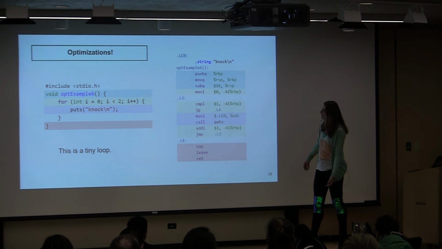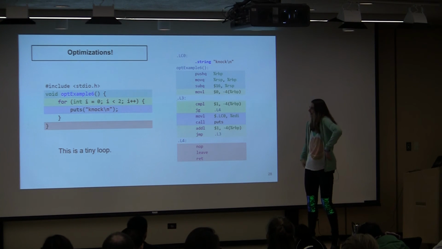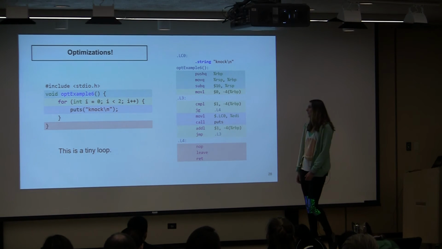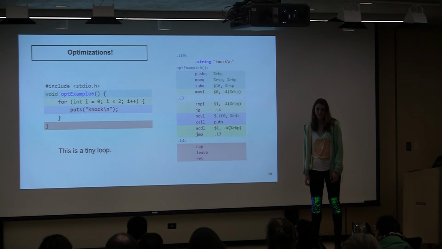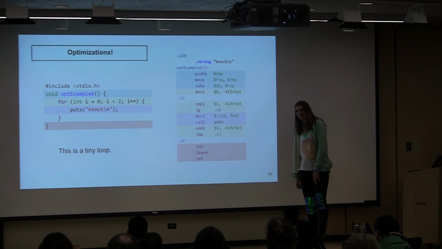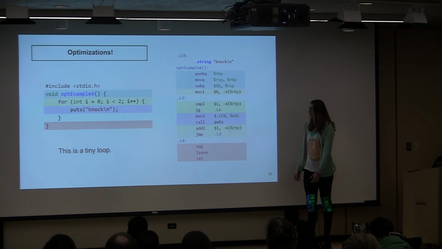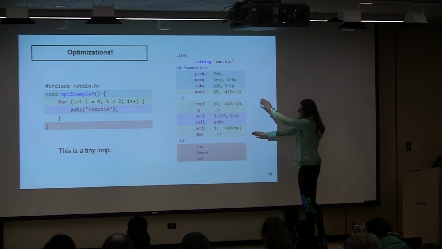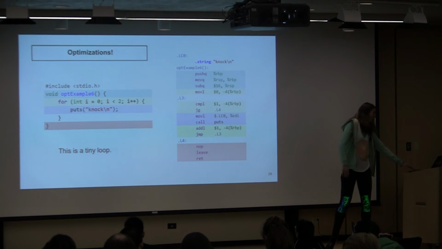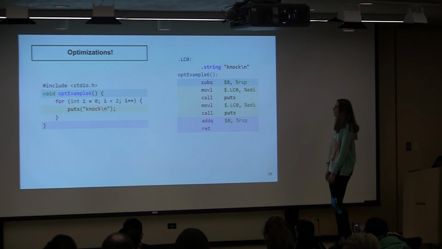Okay, so we have a branch and a compare and a jump, and maybe we could do this a little bit more efficiently. Does anyone have any ideas? Yes? Could unroll the loop, yes. So when she says unroll a loop, what she means is just paste the code twice. So no need to do a jump and compare. Just call puts twice.